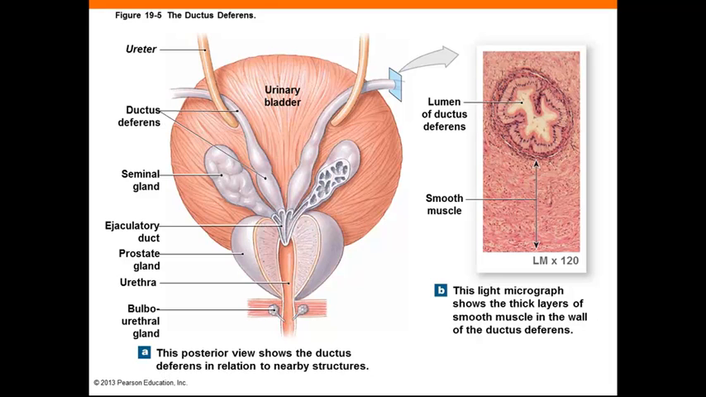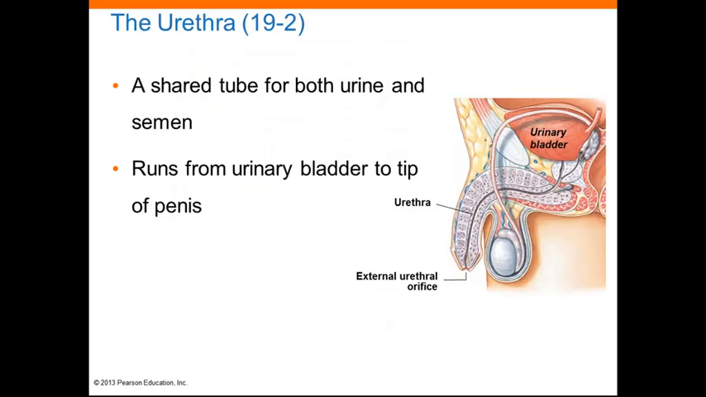So this is another view of the Ductus Deferens, which is pictured in purple. And notice how it curves down past the ureters towards the prostate gland. This is where the seminal gland ducts merge with the vas deferens and becomes the ejaculatory duct. This is a short passageway that goes into the prostate gland and empties into the urethra. So the urethra is a shared tube that's used for both urine and semen, and it runs from the urinary bladder to the tip of the penis.